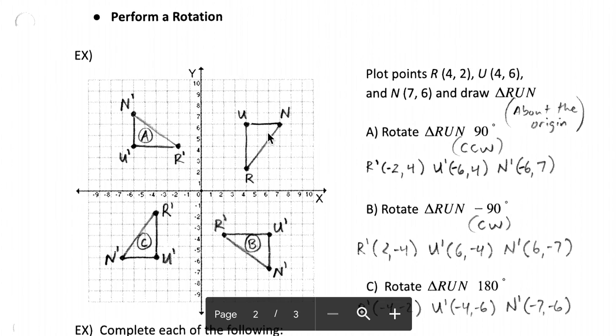And then we can visualize and see that it did in fact rotate 90 degrees. If we connect all of our points to the origin back to their corresponding points, you should see right angles occurring there.